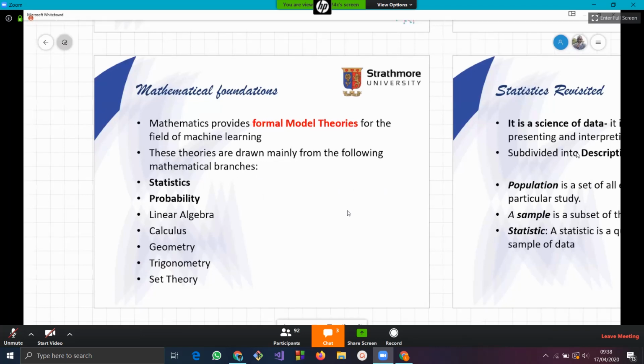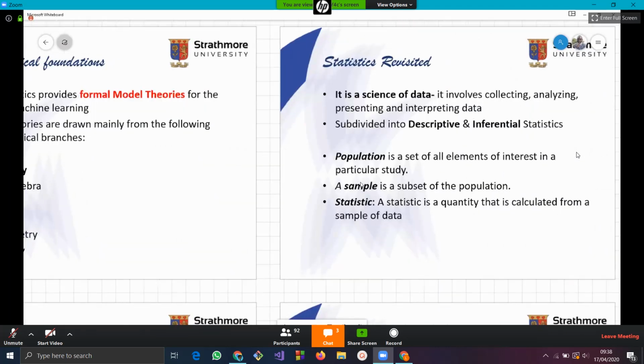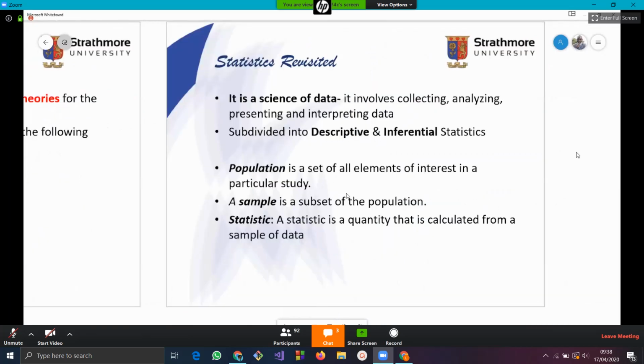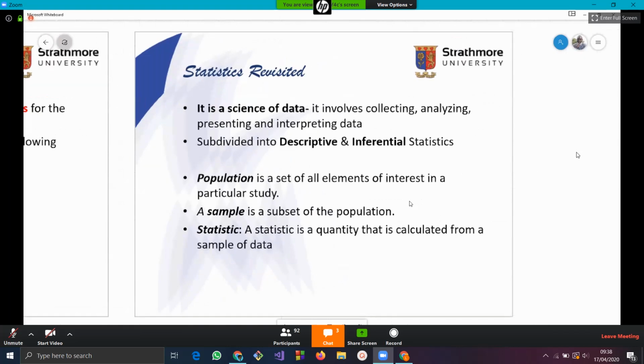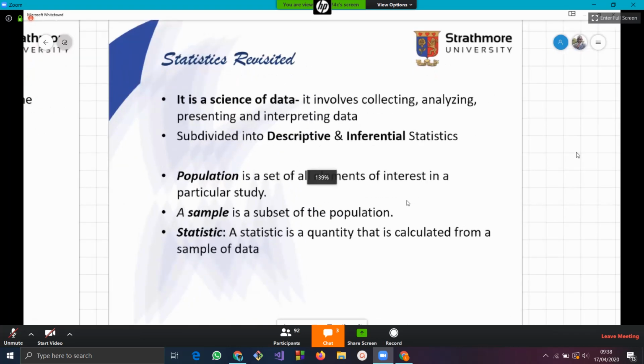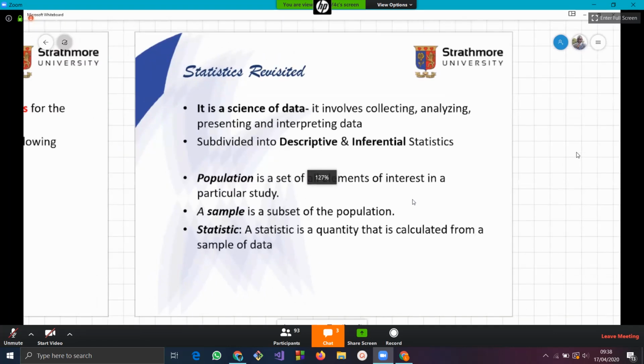I will try to summarize, and we'll be summarizing with examples, and I hope you are able to see the screen. I have zoomed to the very last, I think. So let's start by reviewing statistics. It is the science of data. That's the first thing.